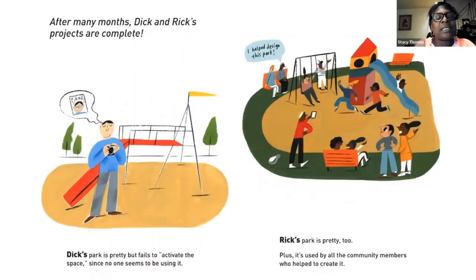After many months, Dick and Rick's projects are complete. And I am Dick, and I am imagining in a thought balloon the fame that my efforts will bring to me. Fame. Dick's park is pretty, but fails to activate the space since no one seems to be using it. Rick's park is pretty too. Plus, it's used by all the community members who helped to create it. I helped design this park.